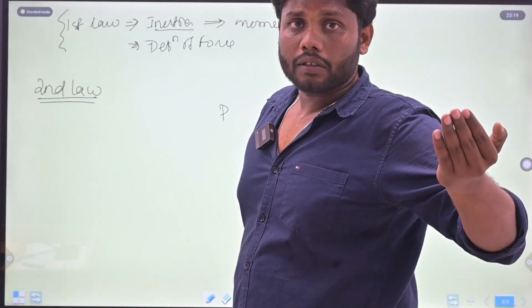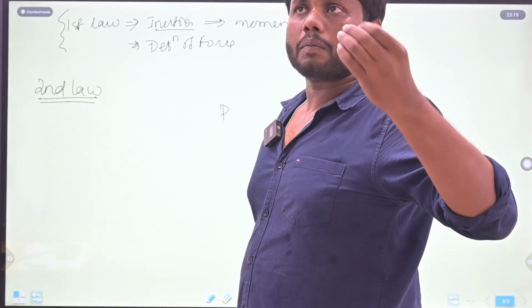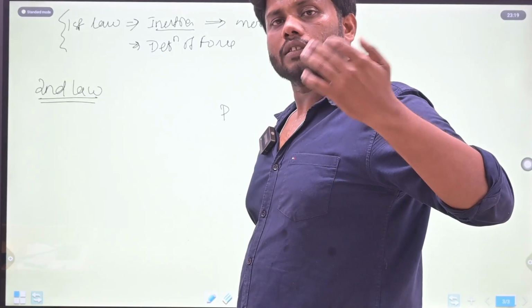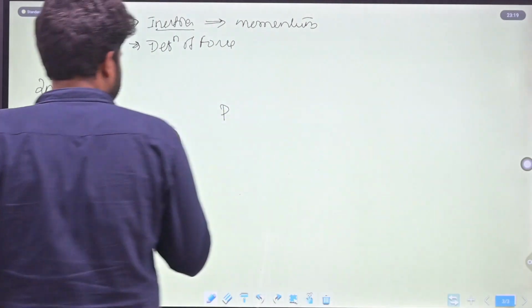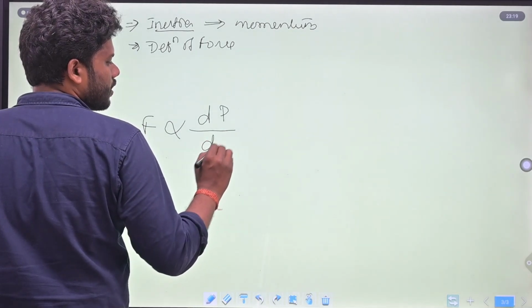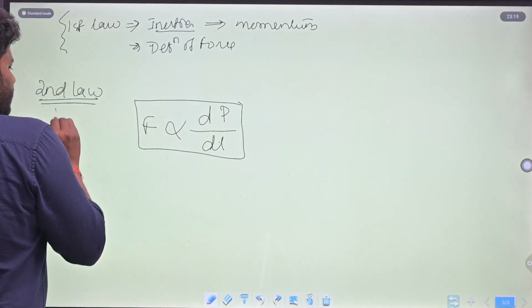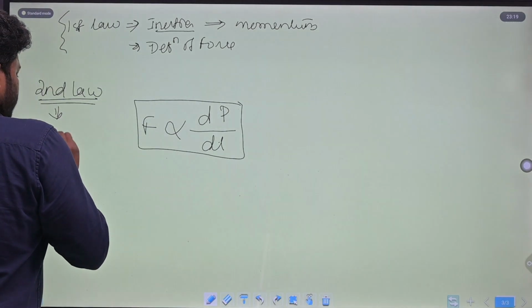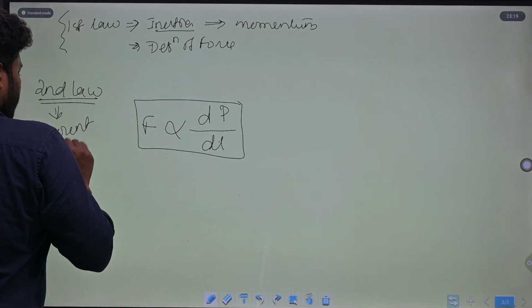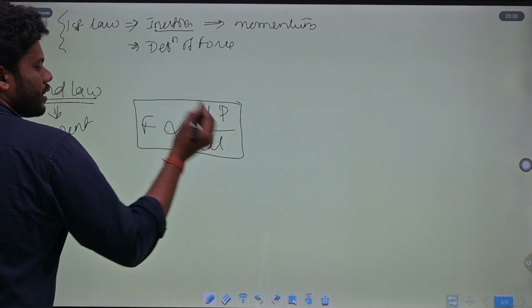The rate of force applied. So here what we say is, the rate of change of momentum is itself called force. Force is directly proportional to the rate of change of momentum. So the second law is saying the amount of a force, how much is the amount of a force, is directly proportional to the rate of change of momentum.